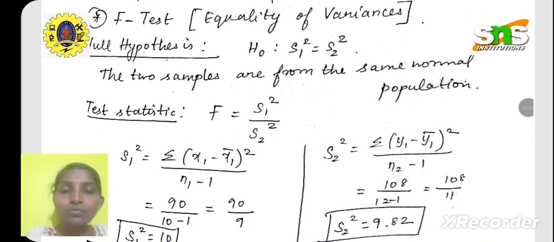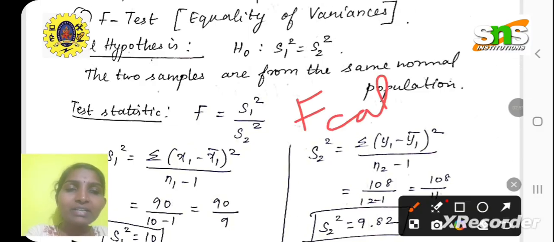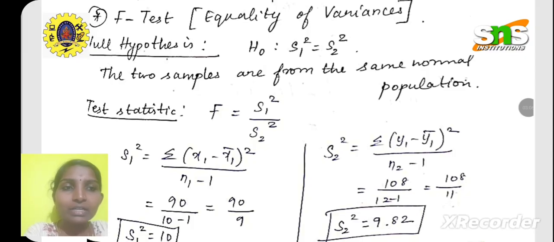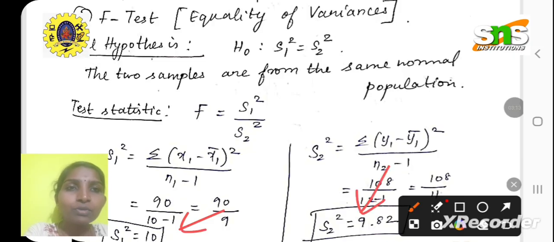What is our test statistic for the F-test? F calculated is S1 squared by S2 squared. This is as simple as that, and we will just mention what S1 squared and S2 squared are. We are already given the sum of the squares of the deviations for the first sample and the second sample as well. We calculate the values of S1 squared and S2 squared, and it is found that S1 squared is bigger than S2 squared, and therefore we put S1 squared in the numerator and S2 squared in the denominator.